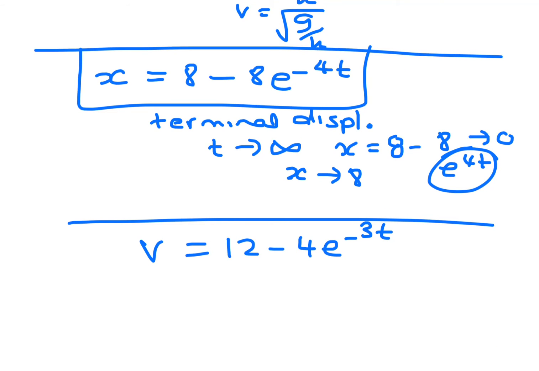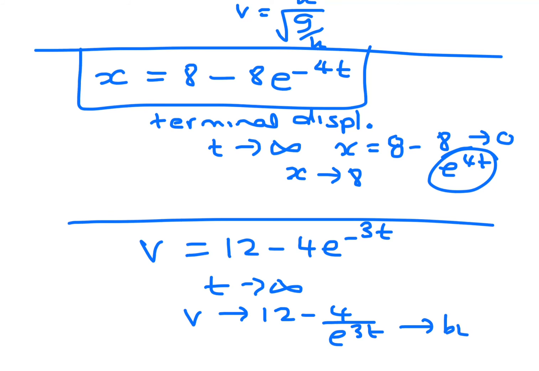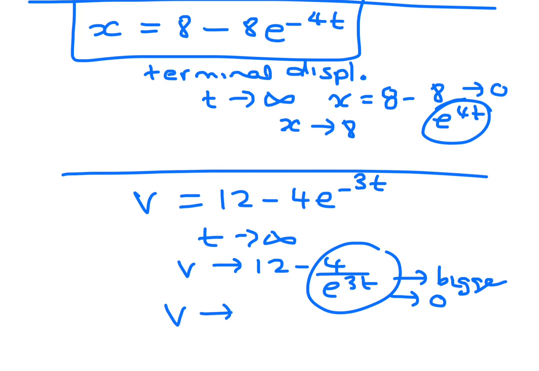And if the velocity is 12 minus 4e to the minus 3t, as time goes to infinity, the velocity will approach 12 minus 4 on e to the 3t. The bottom gets bigger, so the whole fraction will go towards 0. So the velocity will approach 12 minus 0, which will give you 12 meters per second.